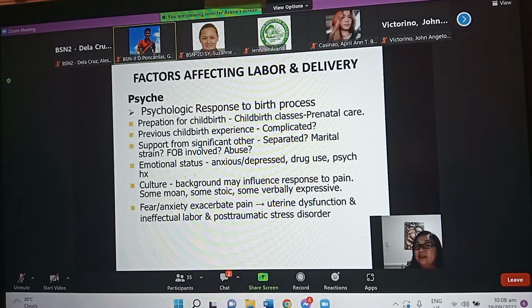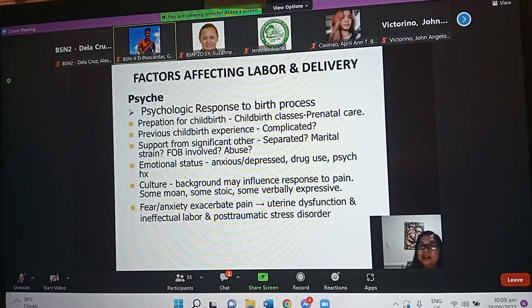Then support from significant others. You have to determine if the woman is separated. If yes, then who else could be the support person of the woman during labor and delivery. We also have to assess marital state, okay, any abuse to consider during labor and delivery.